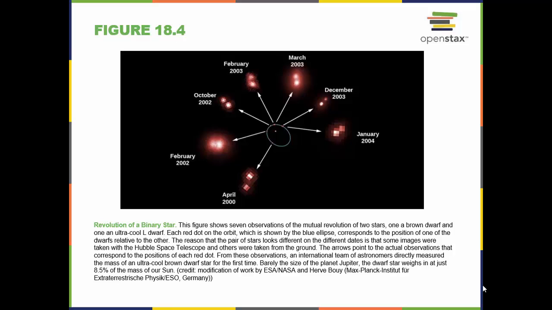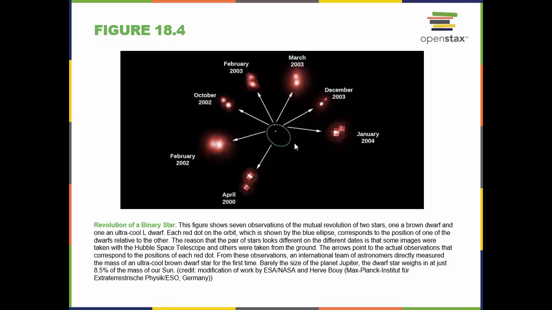If we look at these binary stars, this figure shows 7 observations of a mutual revolution of 2 stars. One is a brown dwarf, and one is an ultra-cool L dwarf. Each of the red dots on the orbit, which is shown in the blue ellipse in the center, is the actual orbit of the stars, and corresponds to the position of the dwarfs relative to one another.